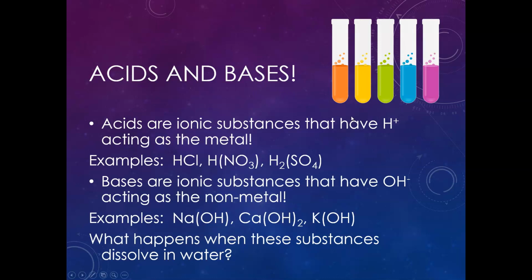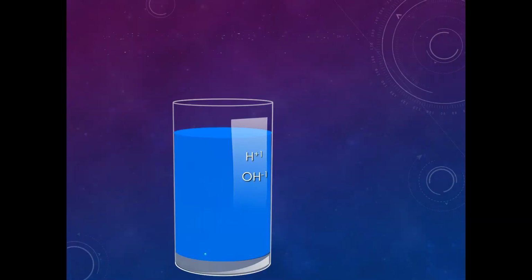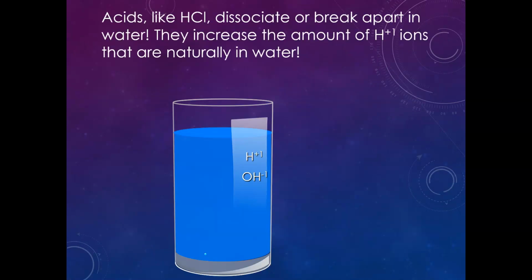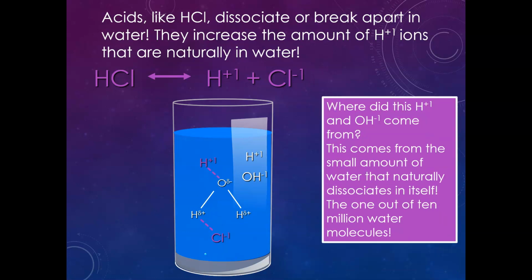So if we take an acid like hydrochloric acid and put it in water, it is going to dissociate, or break apart. So it's going to separate. This hydrogen ion, this hydroxide ion, is representing that small amount that naturally dissociates in water. So that's that 1 out of every 10 million water molecules.